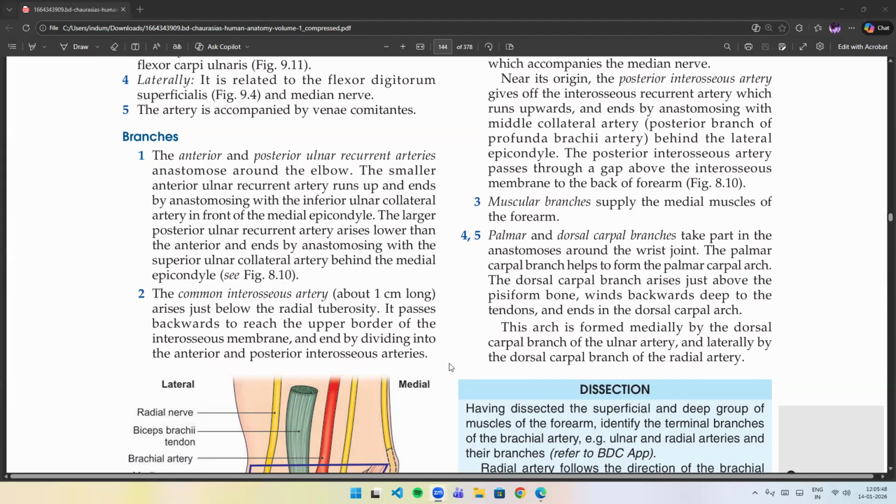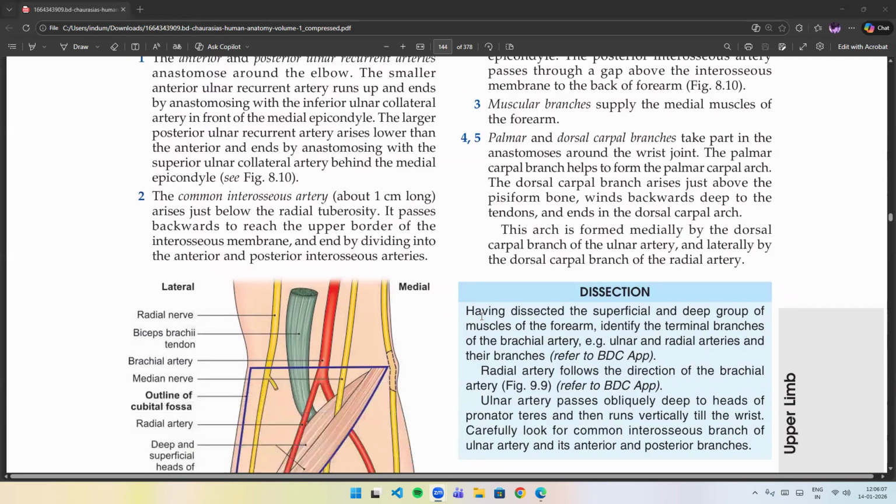Number 2. The common interosseous artery, about 1 centimeter long, arises just below the radial tuberosity. It passes backwards to reach the upper border of the interosseous membrane and ends by dividing into the anterior and posterior interosseous arteries.